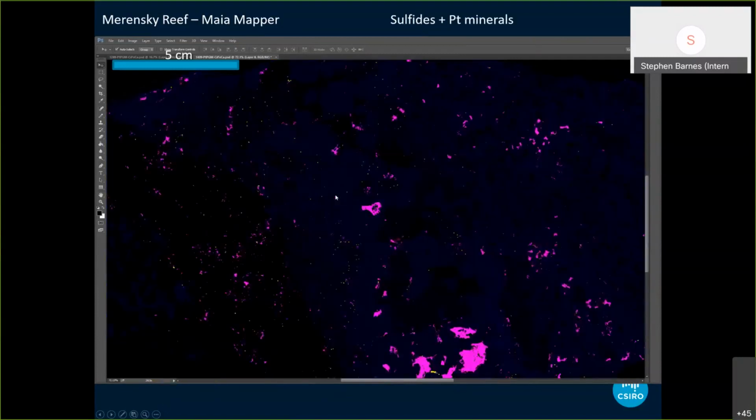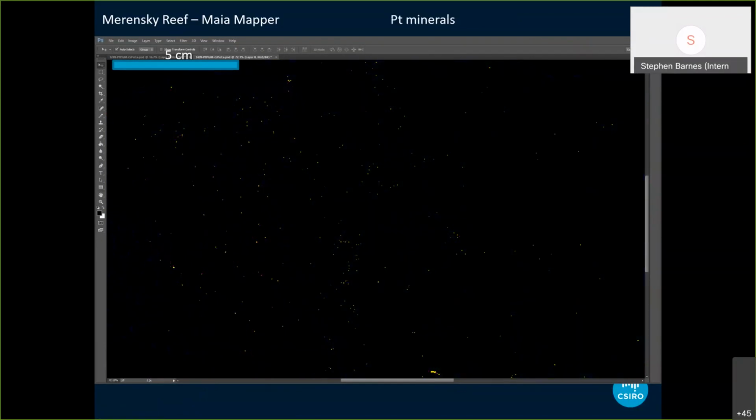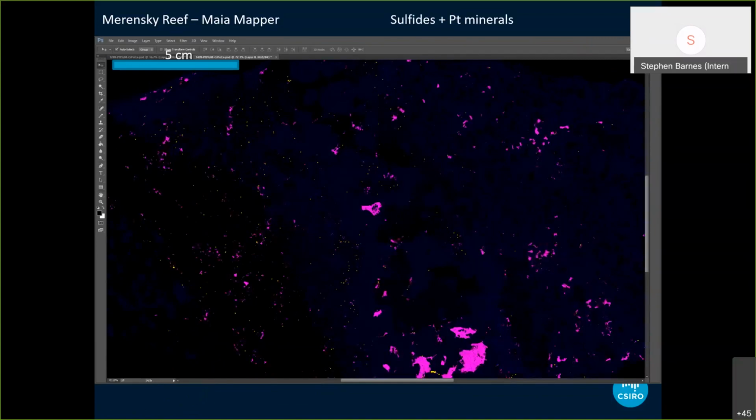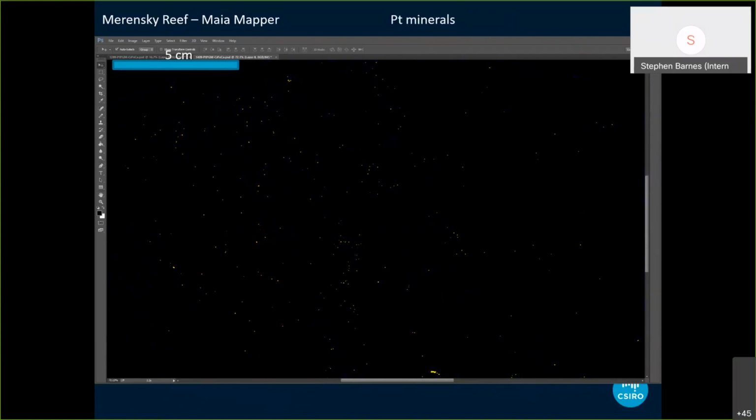Okay, now here's the punchline. Here's where the platinum is. So the platinum is here in the yellow phase, and I'll just flick back and forth a little bit so you can see how it relates. So what you'll notice is that essentially wherever there is sulfide, on the scale of about half a centimeter or thereabouts, you also find platinum. Platinum yellow, sulfide in pink.